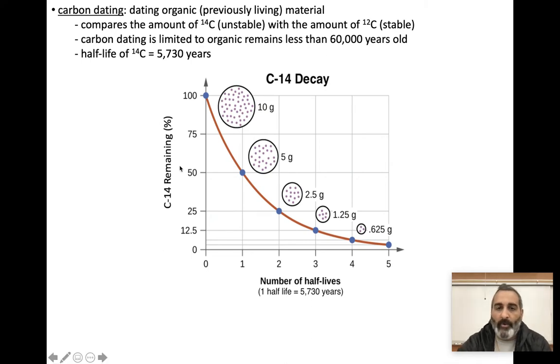Well, you start out with a known amount, and when you have half of it left, so 10 to 5, that means 5,730 years pass by for one half-life. Another 5,730 years pass, 5 becomes 2.5. Another 5,730 pass, 2.5 becomes 1.25. I just keep dividing it by 2. Another 5,730 years passed, 1.25 becomes 0.625, and so on and so forth. You just keep dividing in half. All right, so we're looking at half-lives. And carbon 14 is unstable, carbon 12 is stable.